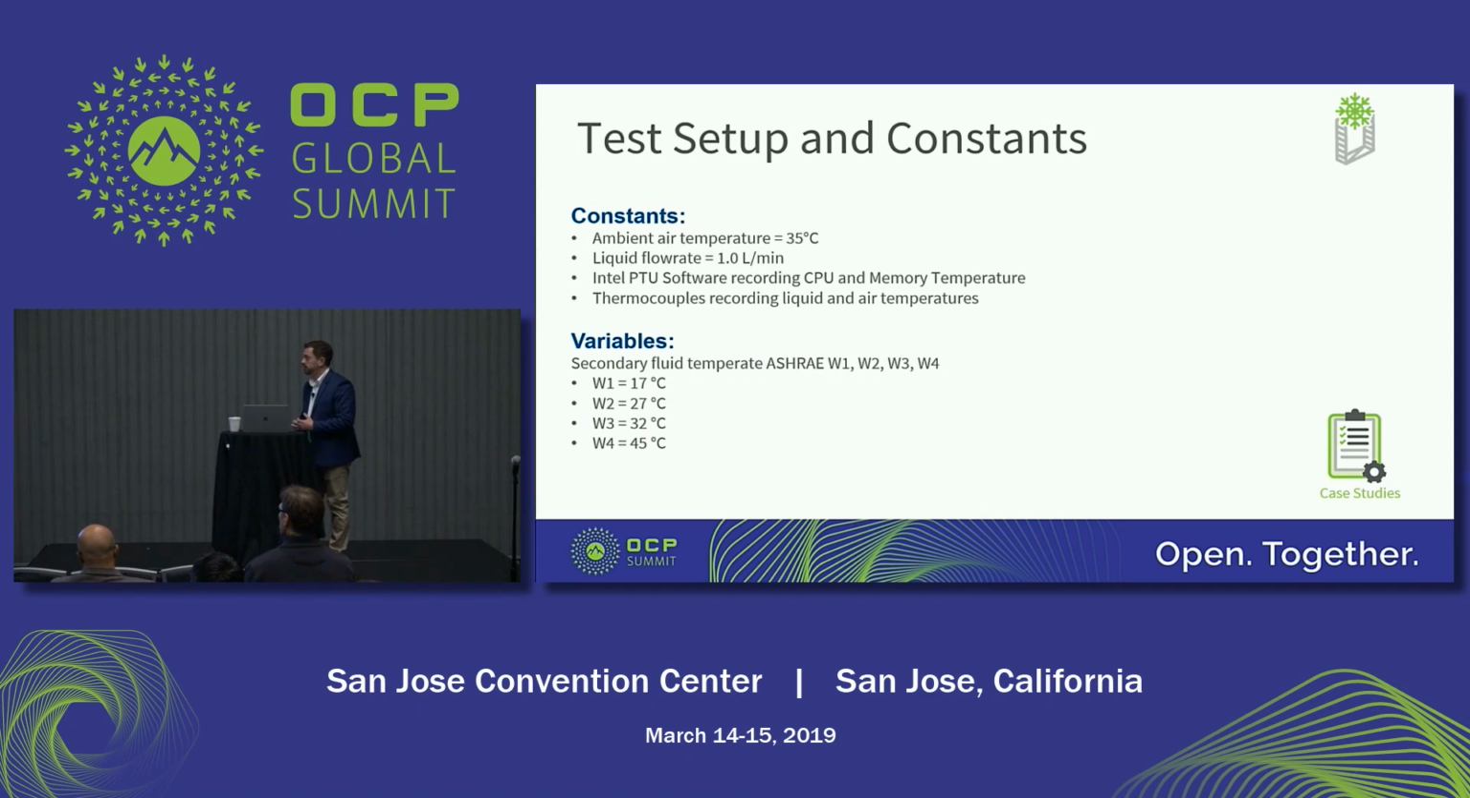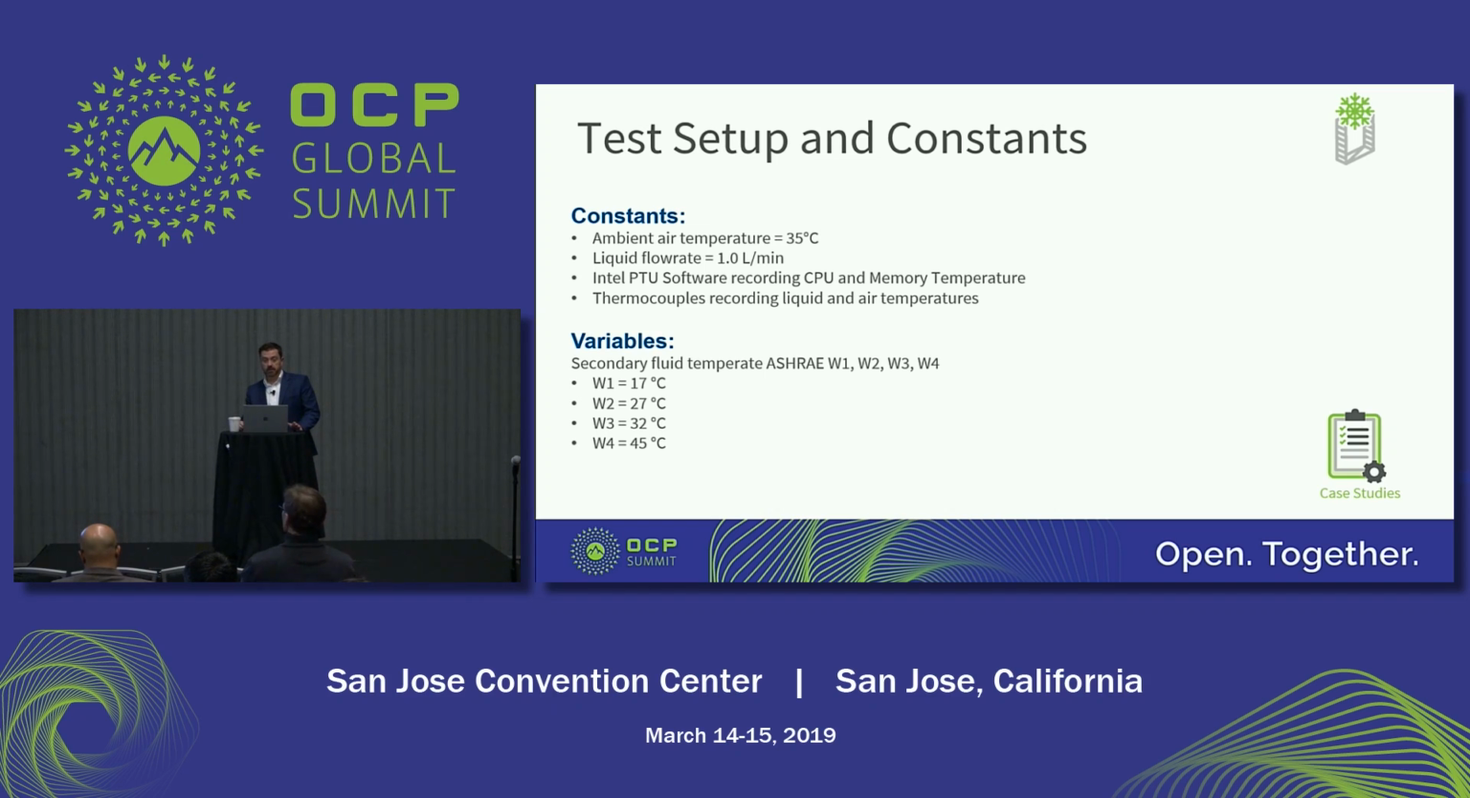Okay, on to the test. So how do we test this? We set an ambient air temperature of 35 degrees C throughout all of it. The liquid flow rate was based on our nominal flow design. We utilized Intel's PTU software to stress the CPU and the RAM. And then some telemetry thermocouples within just to make sure we could record the air and liquid temperatures. What we did vary in this was the primary temperature. So the temperature of the liquid coming into the cold plates is what we emulated here.